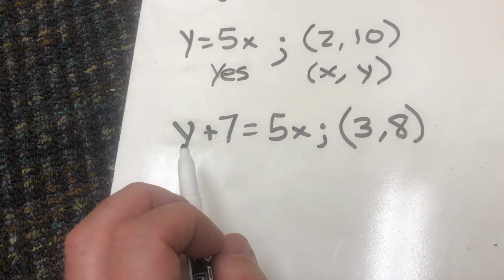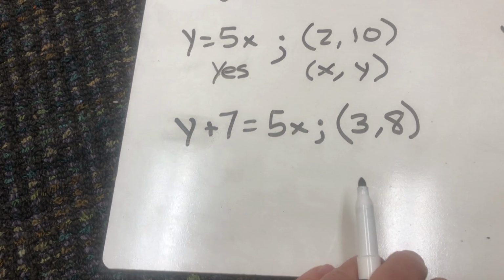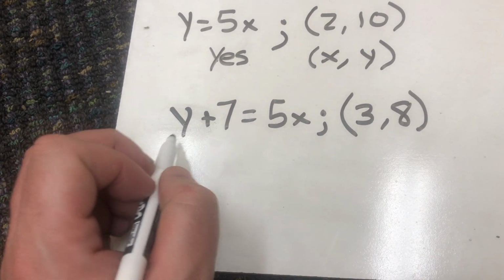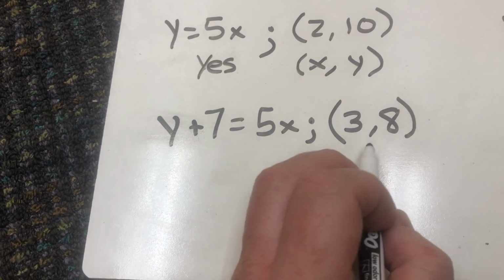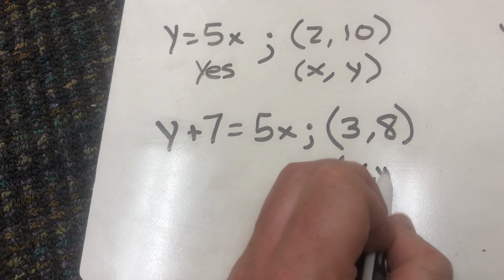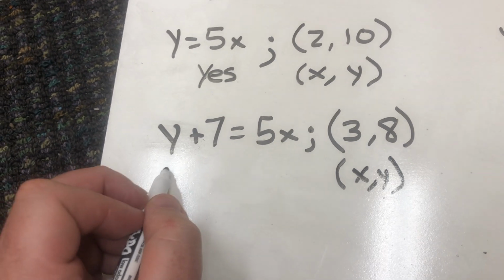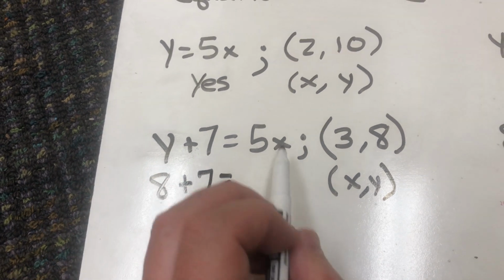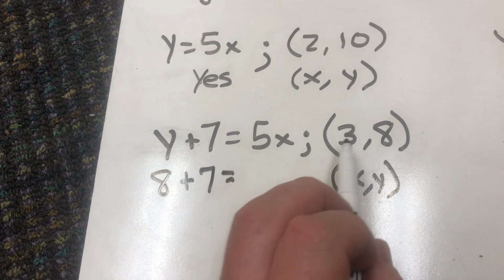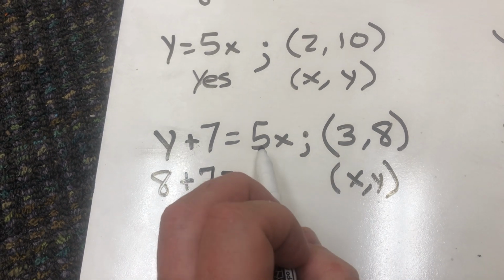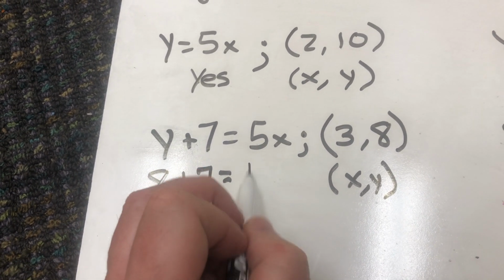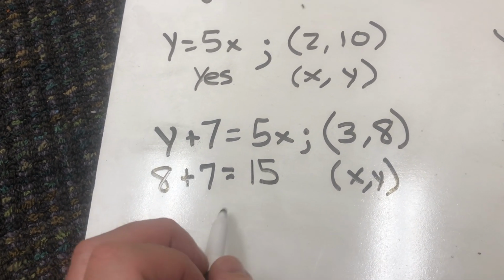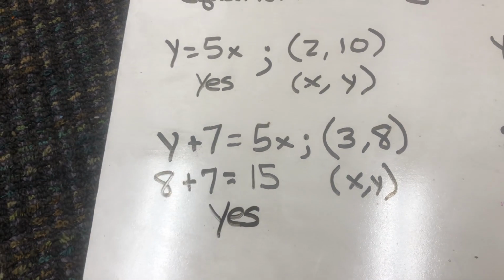Now if I look at this one, it says y plus 7 equals 5x. If I want to start plugging in numbers, y is 8 according to my ordered pair, because remember this is x, y. So I'm going to plug in 8. That means it's 8 plus 7. Well, this is 5 times x, and x is 3, so this is 5 times 3, which is 15. Sure enough, 8 plus 7 equals 15. So this would be a yes.